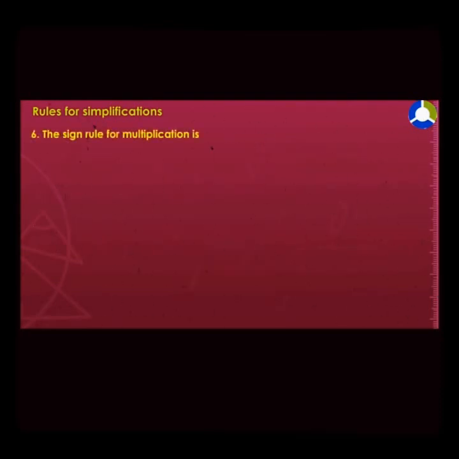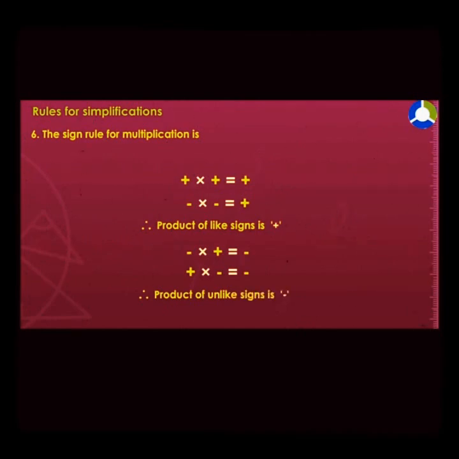6. The sign rule for multiplication is plus into plus equals plus. Minus into minus equals plus. Therefore, product of like signs is plus. Minus into plus equals minus. Plus into minus equals minus. Therefore, product of unlike signs is minus.